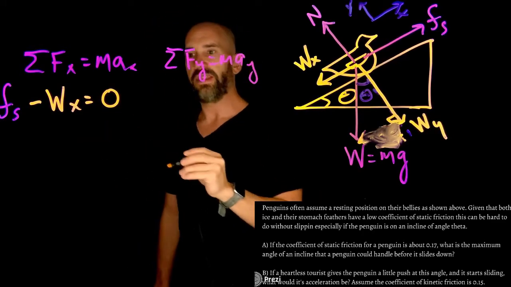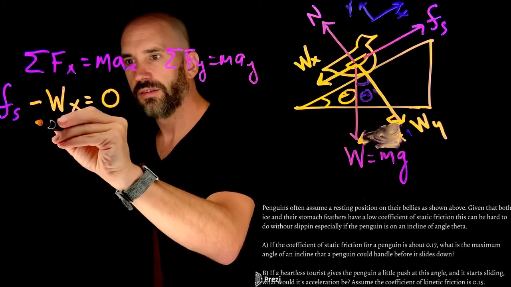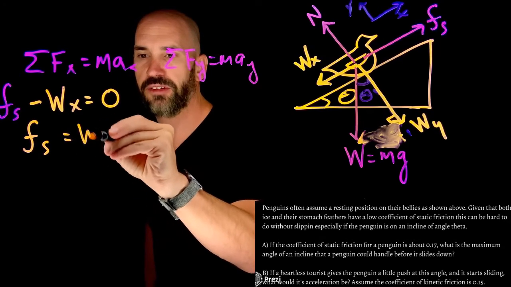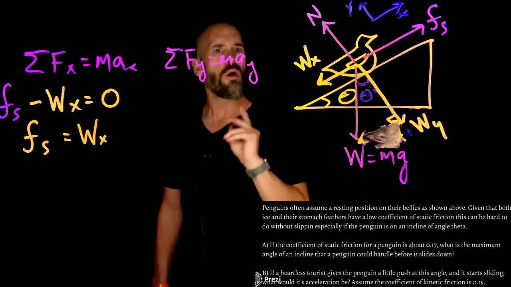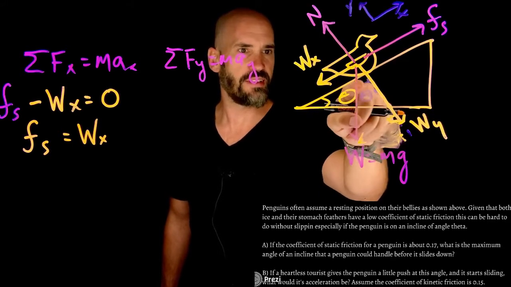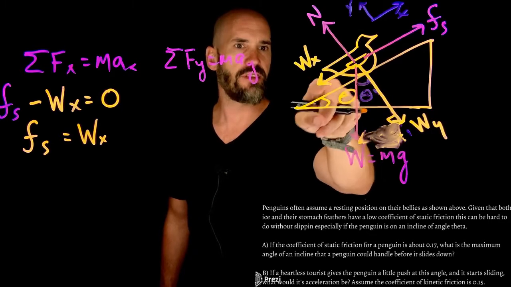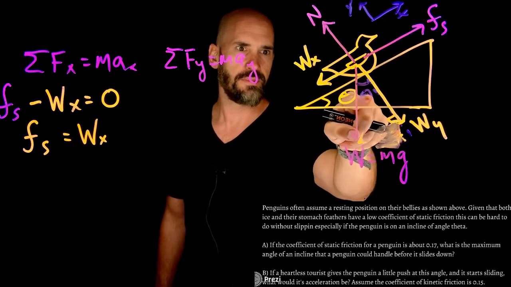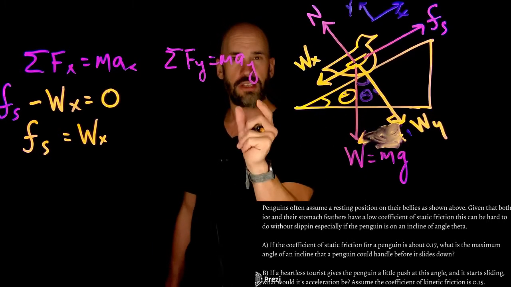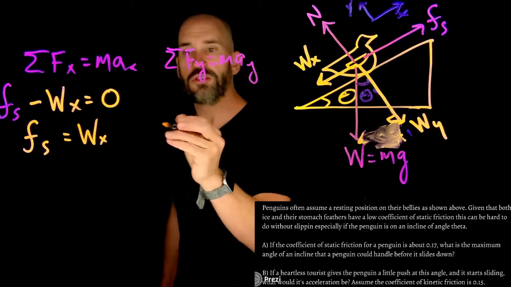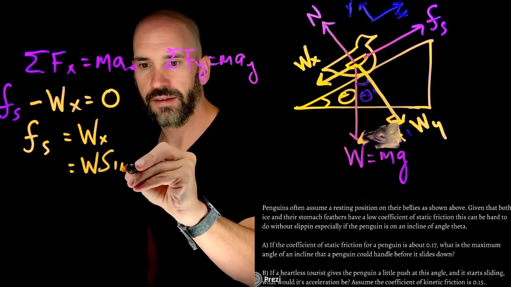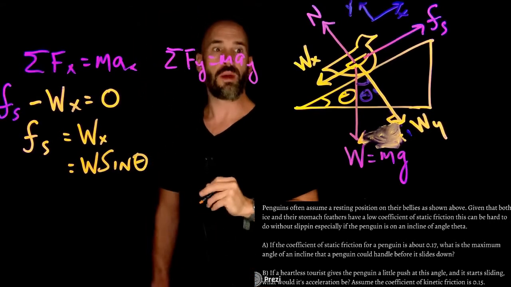Which means that our frictional force, our static friction, must simply be equal to the x component of the weight, okay? But what is the x component of the weight? Well, remember, that is our angle right here, right? This is our little theta, right? And does this wx touch that angle? No, it's the wy that touches that angle, right? So remember, the component that doesn't touch the angle always gets the sine, right? So this is really w sine theta, okay?